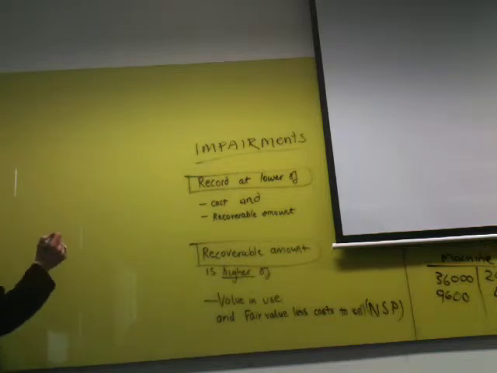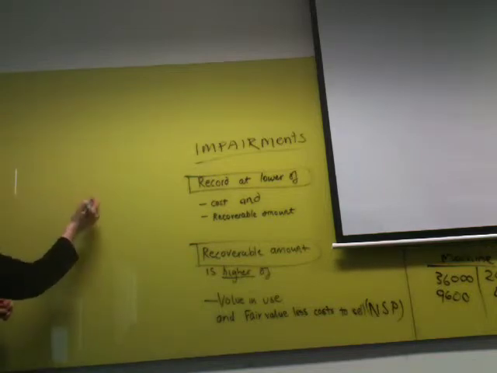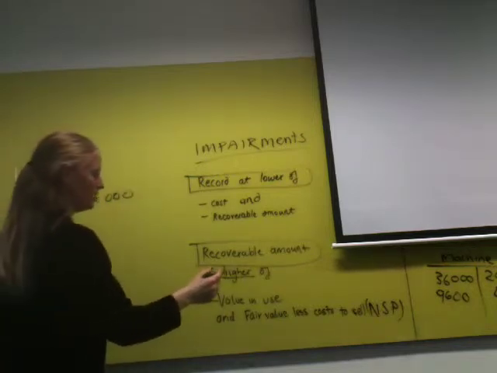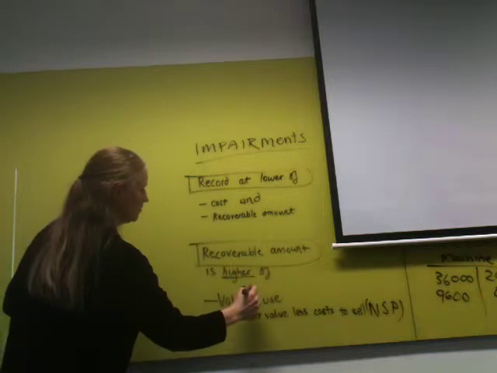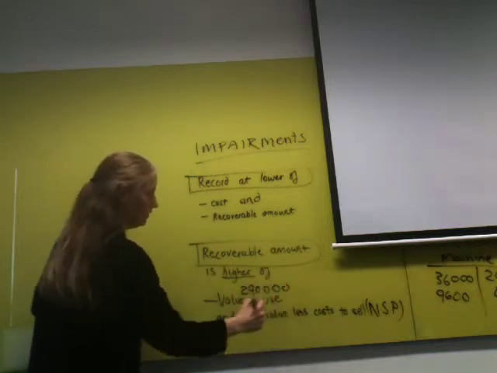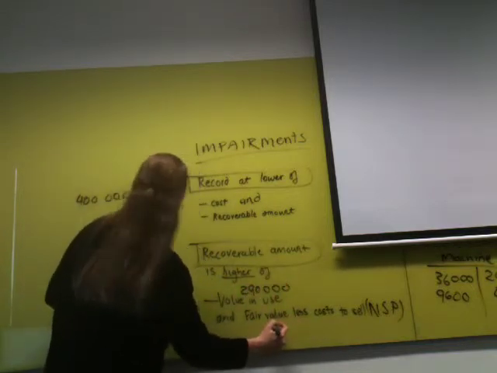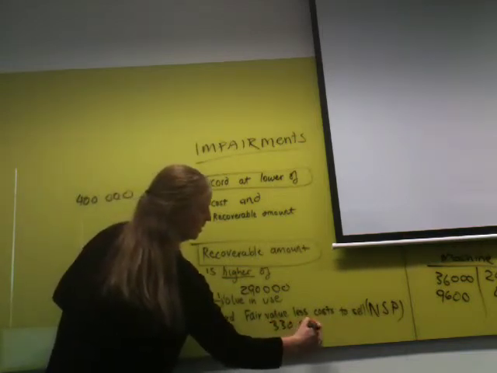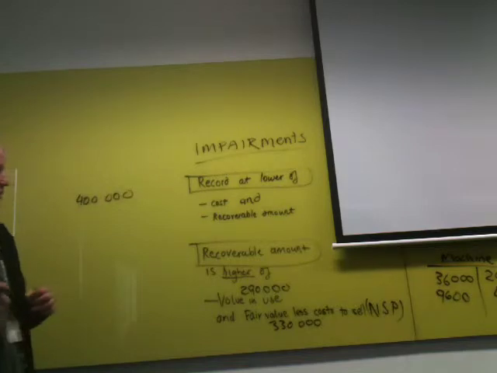Okay, so if I just said to you, we've got an item that costs $400,000, and I'm going to say to you the value in use is, say, $290,000, and the fair value is, say, $330,000. I want you to tell me what the asset should be recorded at.